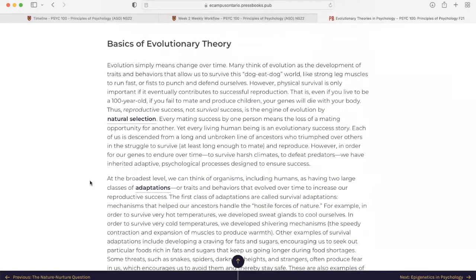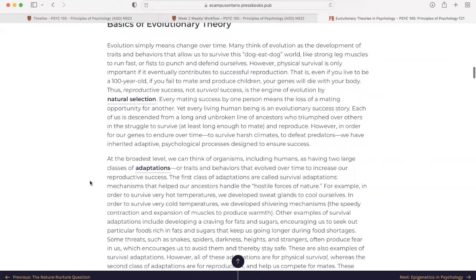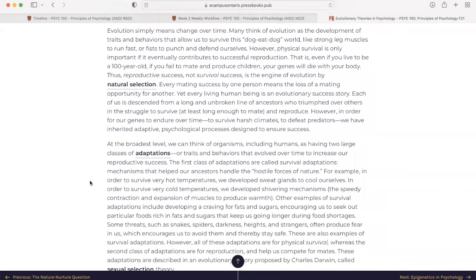Basics of evolutionary theory. Evolution simply means change over time. Many think of evolution as a development of traits and behaviors that allow us to survive this dog-eat-dog world, like strong leg muscles to run fast or fists to punch and defend ourselves. However, physical survival is only important if it eventually contributes to successful reproduction. That is, even if you live to be 100 years old, if you fail to mate and produce children, your genes will die with your body. Thus, reproductive success, not survival success, is the engine of evolution by natural selection.